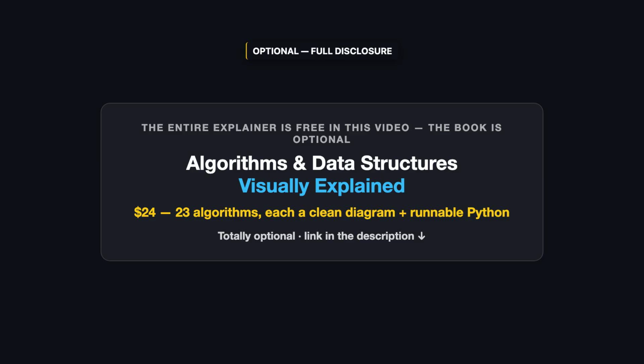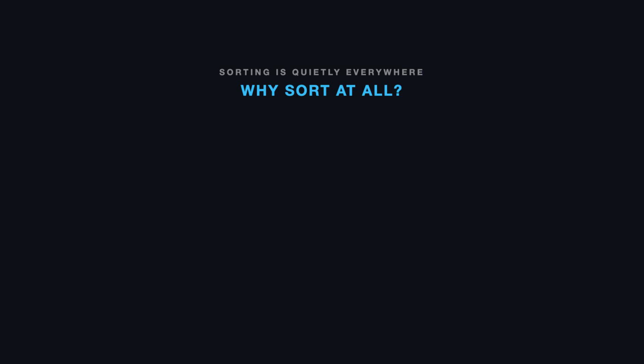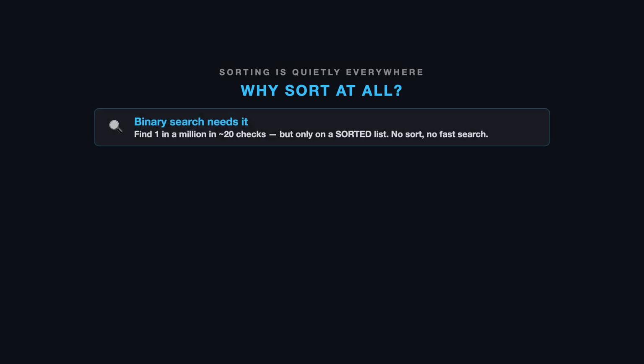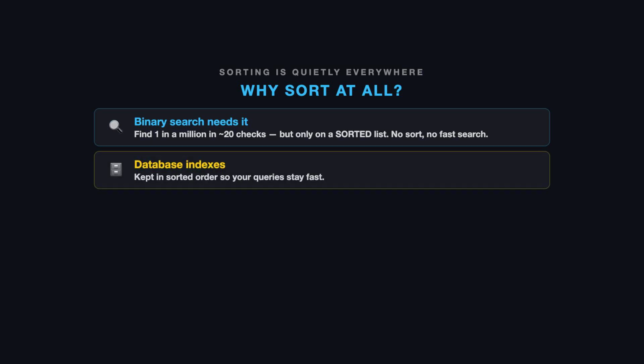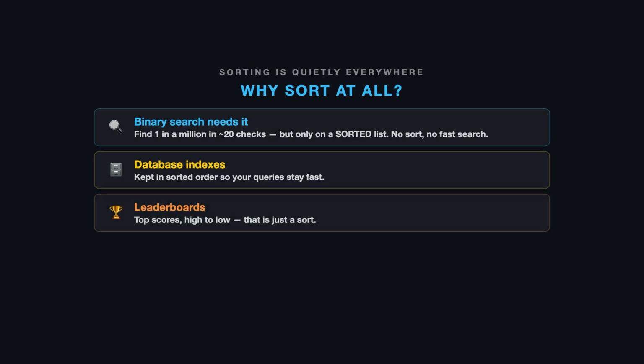Now, let us go sort some bars. First, why do we even care about sorting? It feels almost too basic to matter. But sorting is quietly everywhere. Remember binary search, find one item in 1 million in about 20 checks. That entire trick only works on a sorted list. No sorting, no binary search. Sorting is the price of admission.